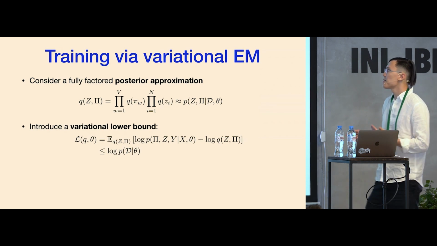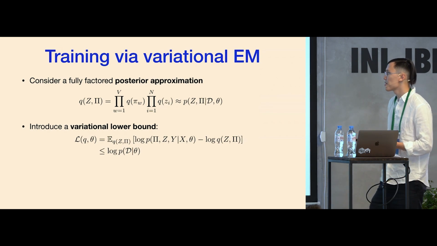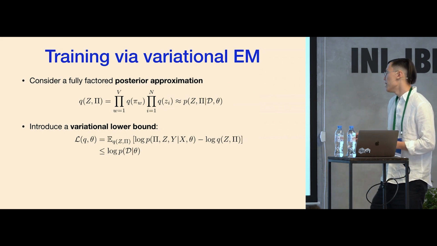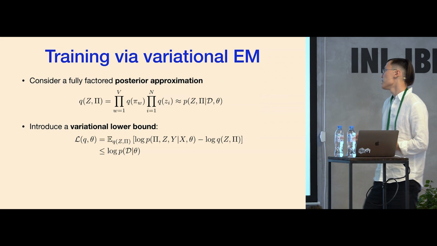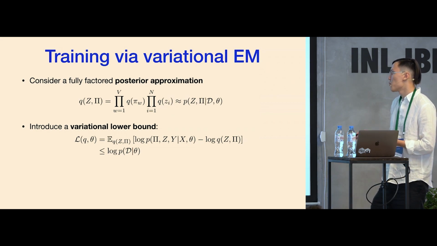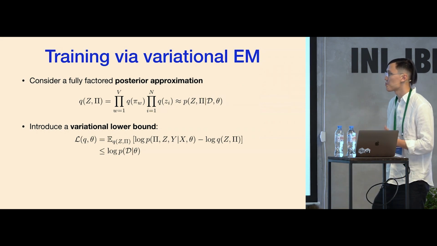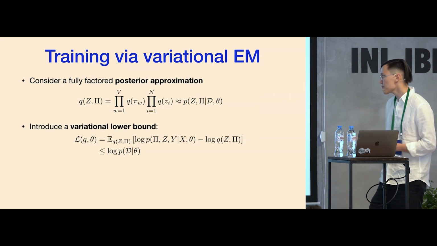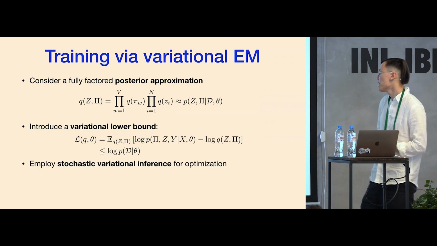Once we define the posterior approximation family, we can derive a variational lower bound. As you probably know, it can be written in many different forms, but for now it doesn't really matter. We will use this form: an expectation with respect to the variational approximation Q of the logarithm of the joint density minus the logarithm of the variational approximation.